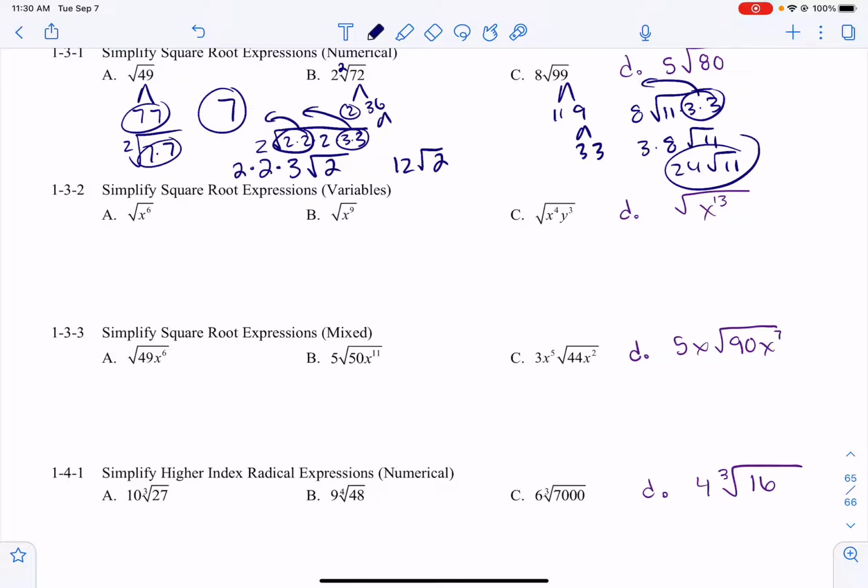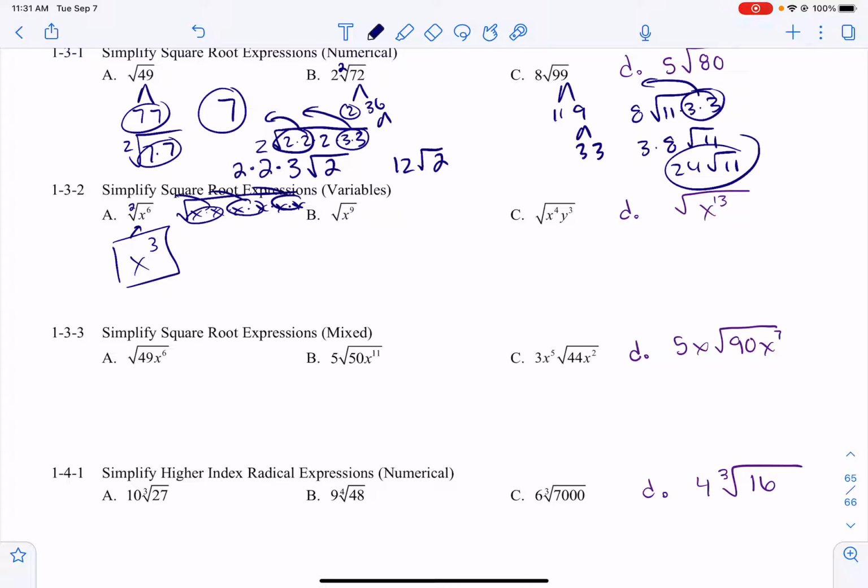Okay, a couple more. Simplifying square roots when there's just variables. So again, we're assuming there's a 2 there, and I'm looking for groups of 2. When I look at my x's, I'm going to have 3 groups of 2 because I have 6 x's on the inside. Remember, that's like having x times x times x times x times x times x. So I'm going to have 3 groups of x's that come out. So I'm going to end up with x to the 3rd as my answer.